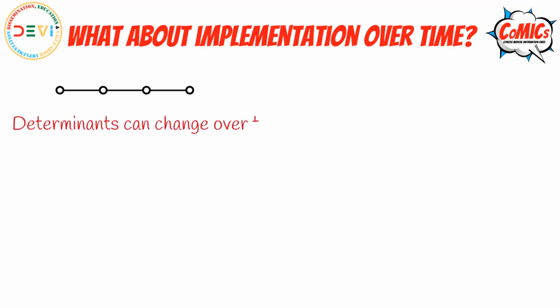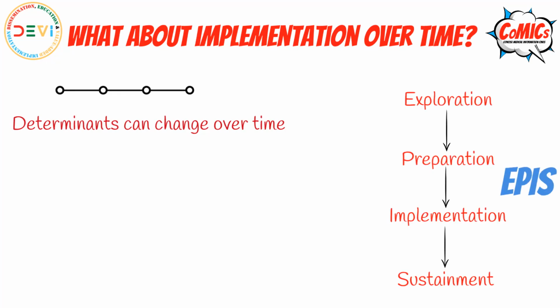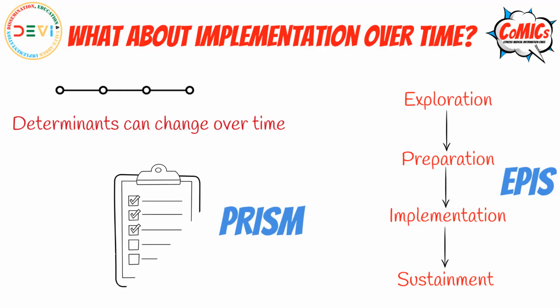And remember, determinants can change over time. If you want to understand implementation across these stages, EPIS can help. Other frameworks, such as PRISM, can help connect context, implementation, and outcomes.